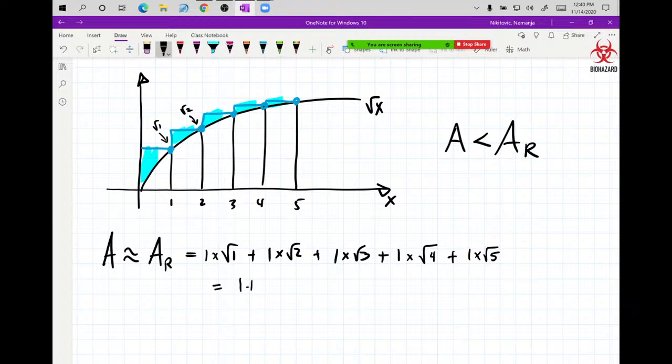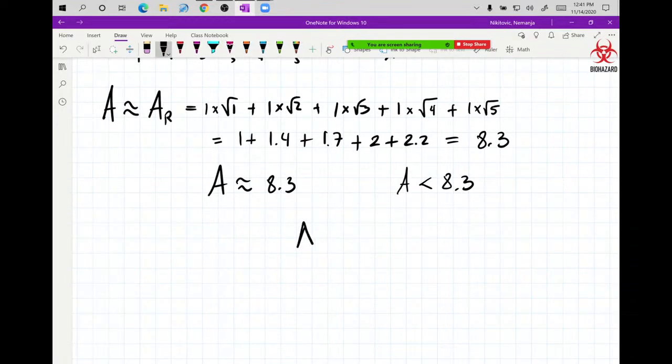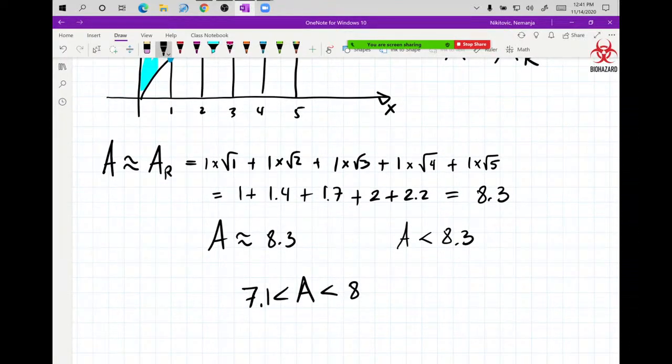Now, we still have 1 plus 1.4 plus 1.7 plus 2 plus 2.2. So, those are all approximations for these values. And I have 8.3. Okay. So, area is approximated by 8.3, but I also know that the true area is less than 8.3. So, by doing both calculations, I know that the true area is somewhere in between 7.1 and 8.3. That's where the true area is. You can take the average of these two numbers, right? And what's that, come up with a 7.6 or 7.7?